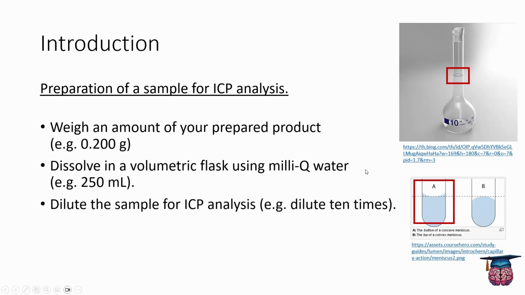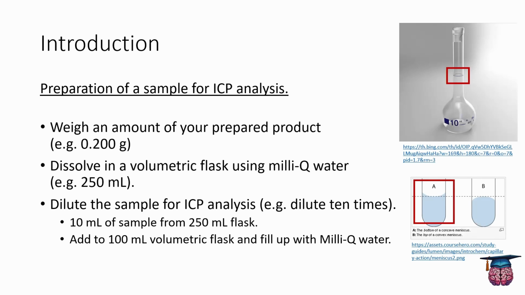The next step is then that we need to dilute the sample for ICP analysis. For example, if our initial volume is 250 milliliters and we want to dilute this 10 times, we take 10 milliliters from the 250 milliliter flask, add it to a 100 milliliter volumetric flask and fill it up with molecular water once again.